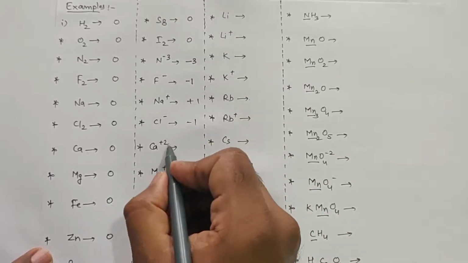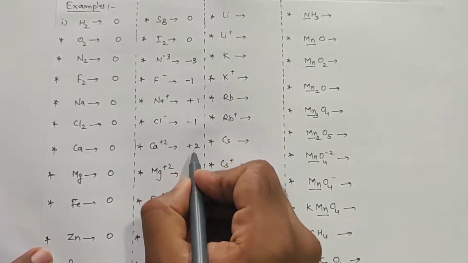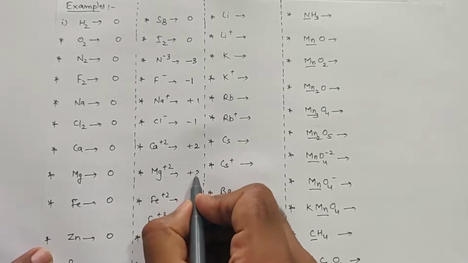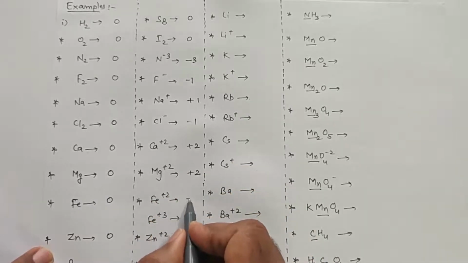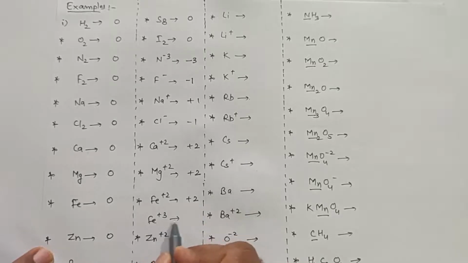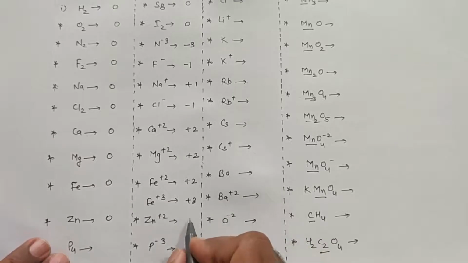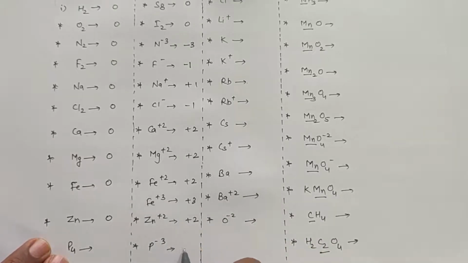For calcium it is equal to +2. For magnesium equals +2. Ferrous and ferric, ferrous ion will have +2 oxidation state and ferric ion will have +3 oxidation state. Zinc ion will have +2 oxidation state. For P, -3 charge. P4, 0 oxidation state.